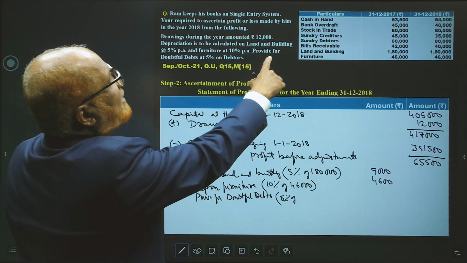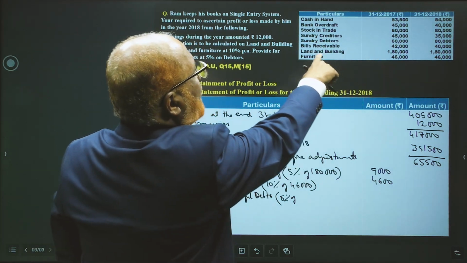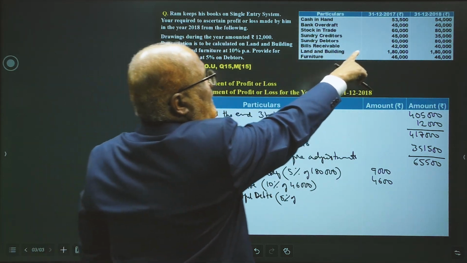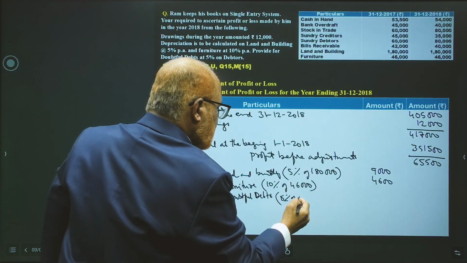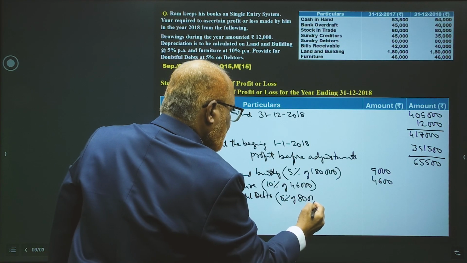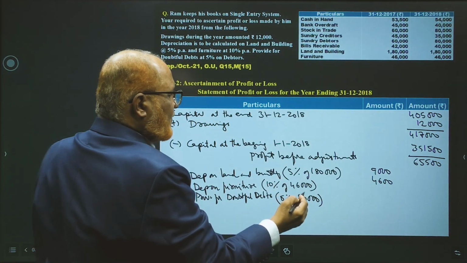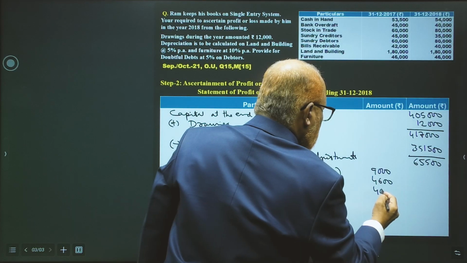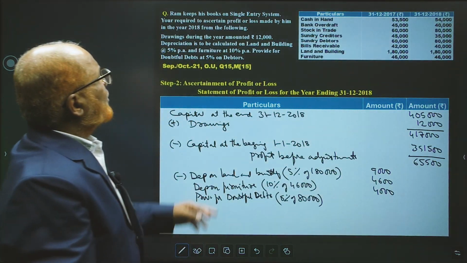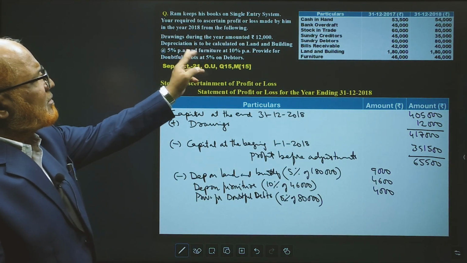5% of debtors. Debtors are 80,000, at the end of the year, you see, not the beginning of the year. Sundry debtors are 80,000. So 5% of 80,000 comes to 4,000. That's all. Only 3 adjustments are given, right?